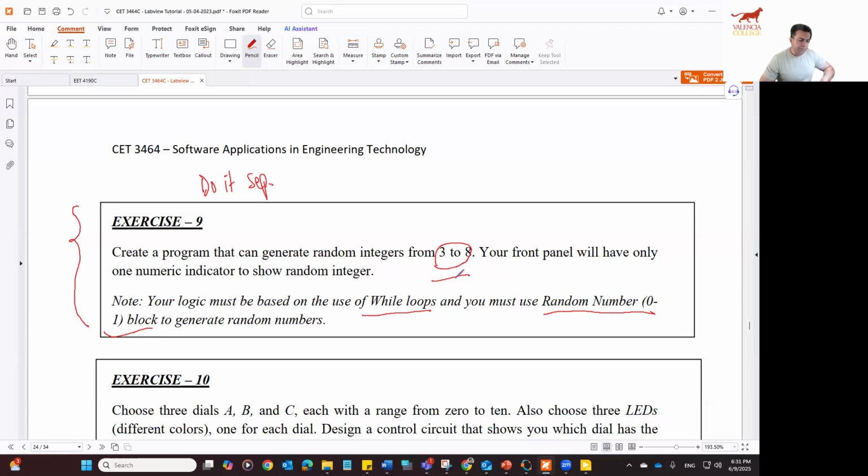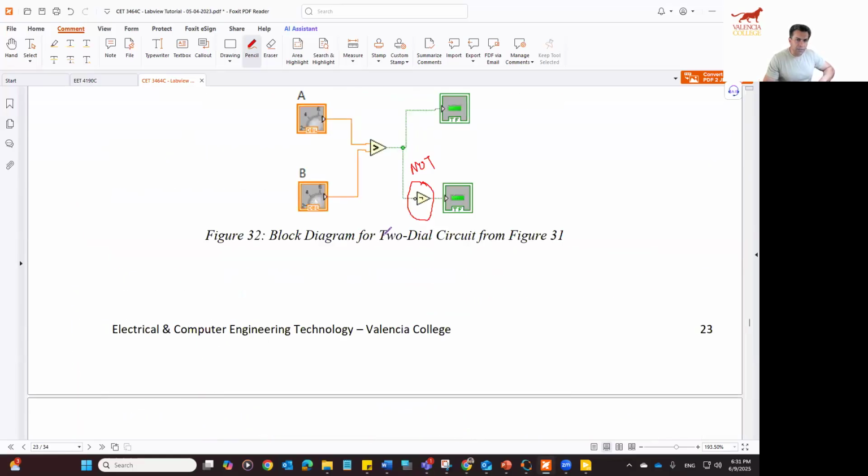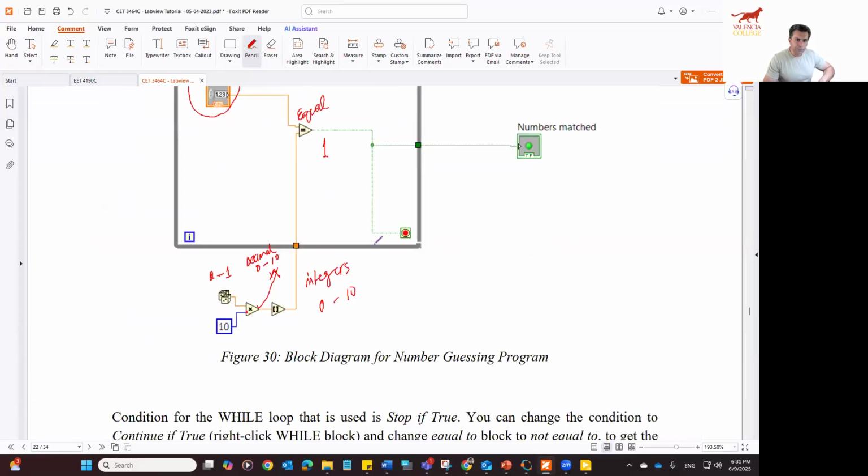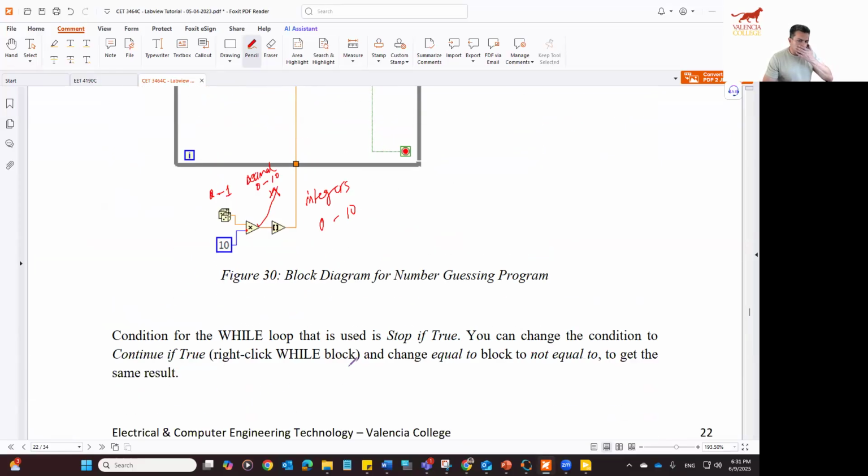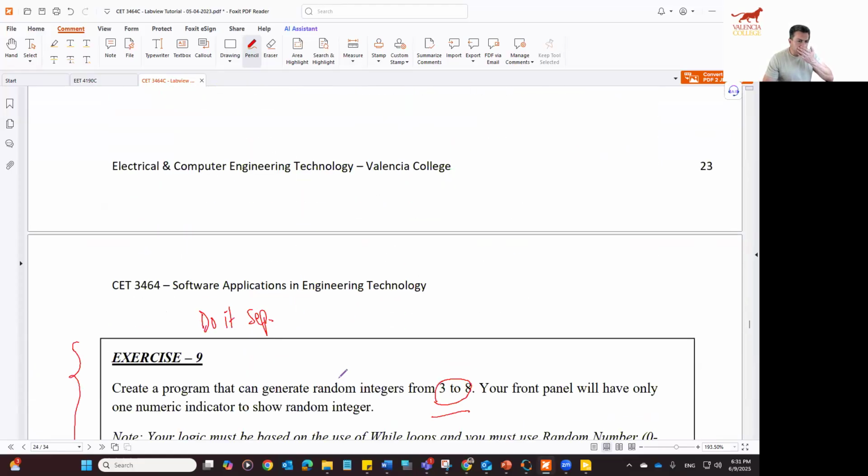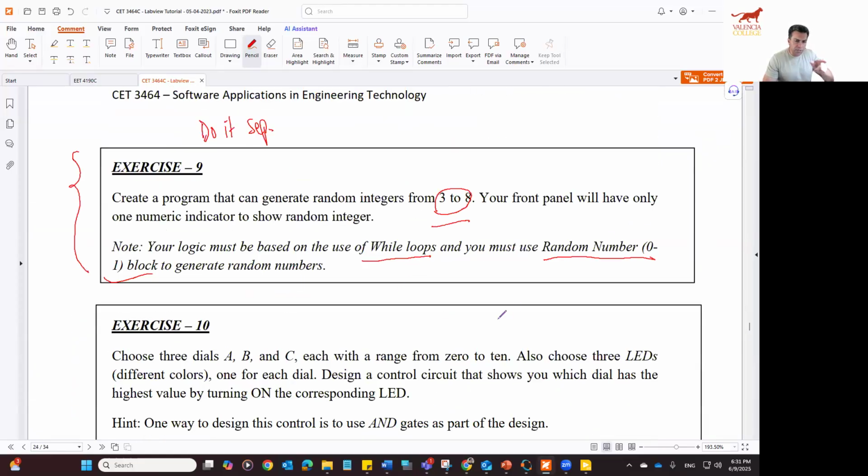Give you some more hints. Remember, in the example that I showed you for the while loop, we are generating the number only once. Here, if your condition is not met between 3 and 8, you have to regenerate it. Which means where you're going to put the random number block, inside or outside the while loop? Who's going to tell me?